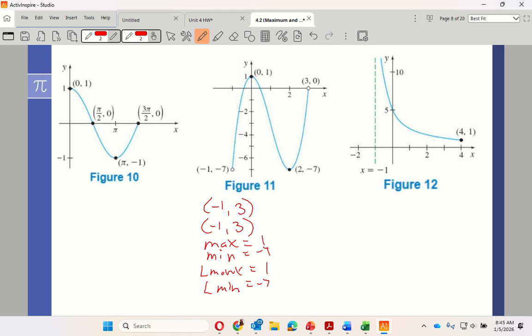All right, what about this next one? What's the domain? Parentheses -1, comma, 4 bracket. Very good. All right, it is continuous from -1 to 1, so all those places in between. Max? No max. Min?